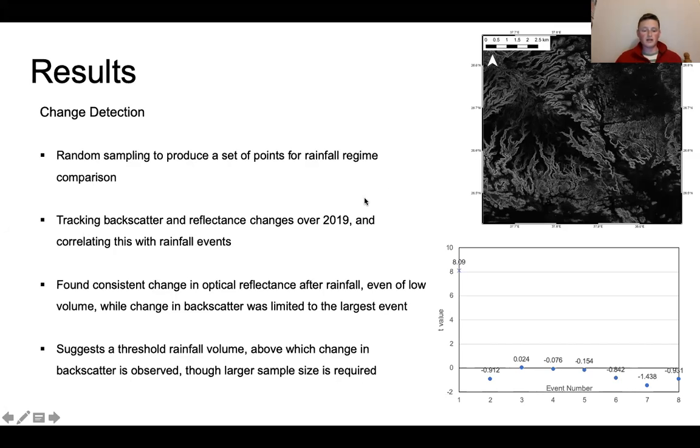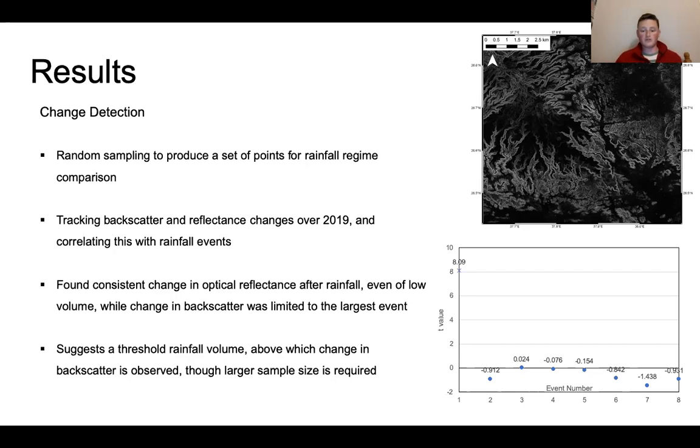So basically, I used random sampling to produce a set of points on the rocky slopes within the study area. And I picked out the rainfall regime at those points over 2019. And along with those, I then compiled the radar backscatter change data set and an optical data set over the same period at each of those points.